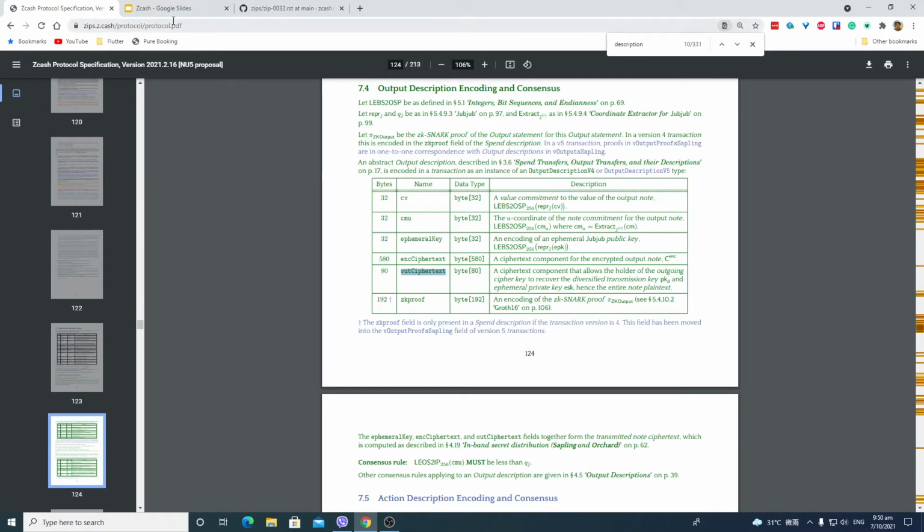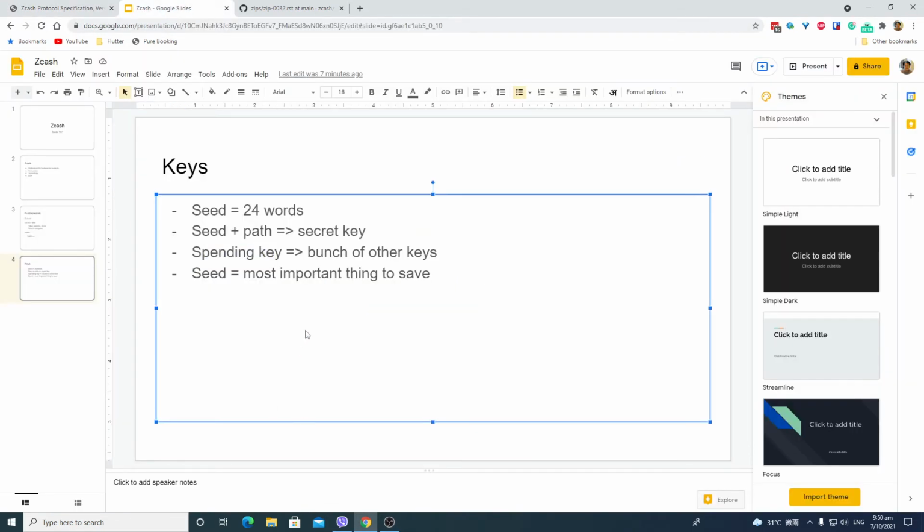Okay, so let's do it here. We have keys. Well, it's not really public because you don't show it, but it's okay. They call them viewing keys. So we have the incoming viewing key, IVK, and that allows you to decrypt your own received notes.